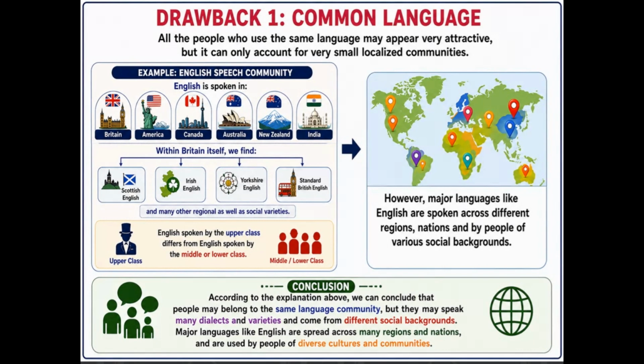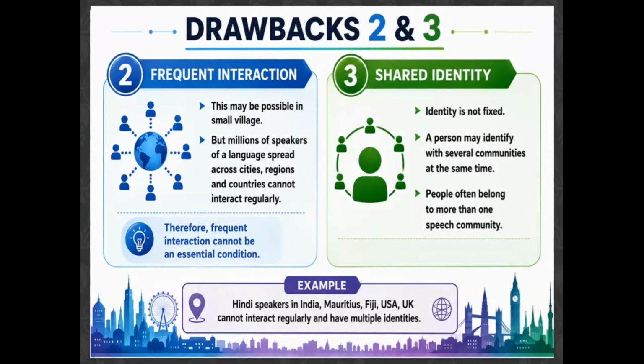The second characteristic says frequent interaction, which is happening within a speech community. Again, this may be true for a small village, but can millions of Hindi speakers spread across India and the world interact regularly? Certainly it is impossible. Hindi speakers living in Delhi, Kerala or the United States cannot communicate with each other on a regular basis. Therefore, frequent interaction cannot be an essential characteristic for every speech community.